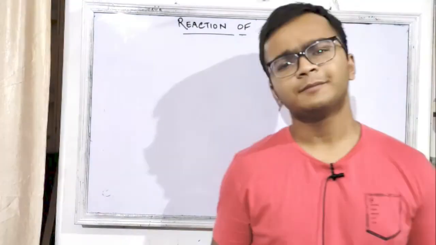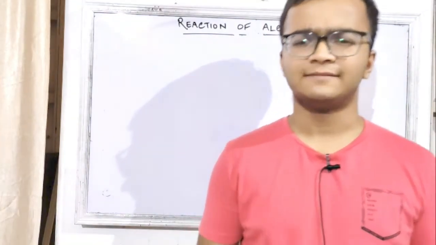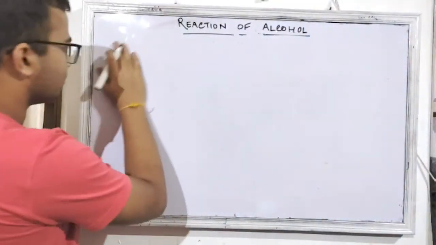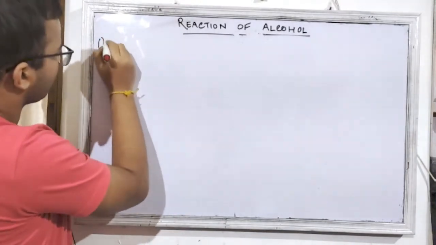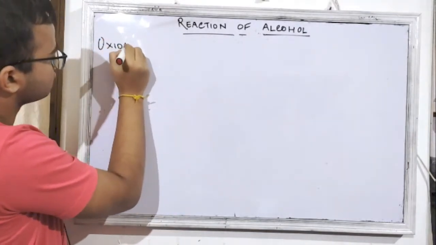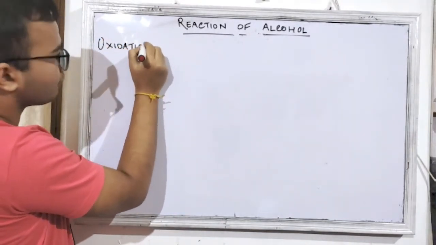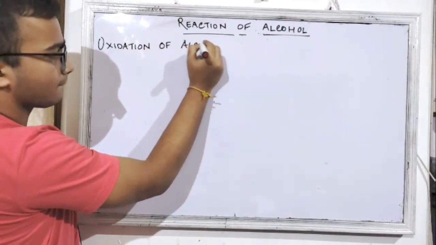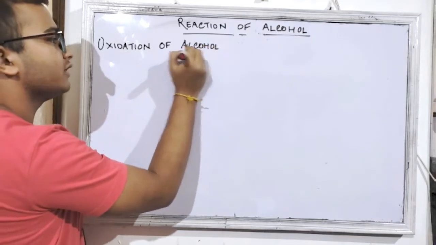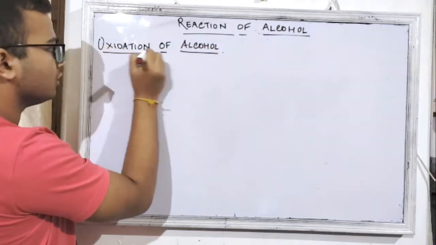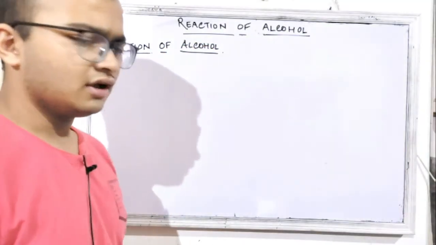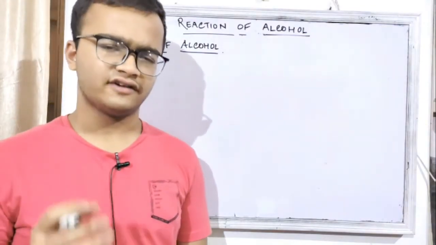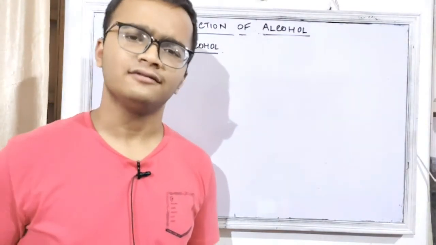Okay, so now we will begin with the oxidation of alcohol. So let's begin. Give the heading: oxidation of alcohol. All right. Oxidation of alcohol can be done in various ways, and it will give different types of product depending upon the type of reactant used.